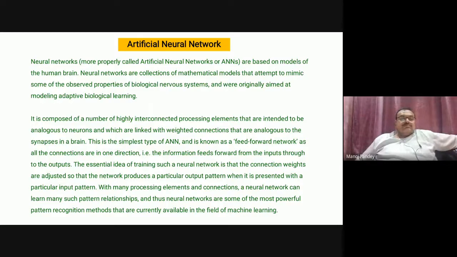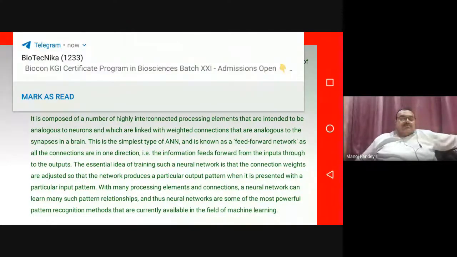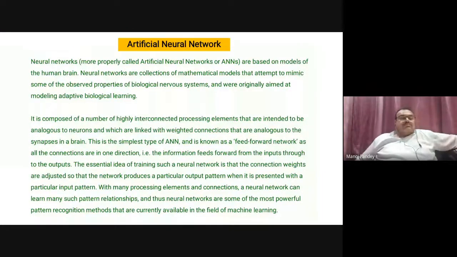There are applications based on biology. With the help of artificial neural networks, we can predict the protein structure. We can predict the secondary protein structure. We can predict gene expression. We can also predict gene variant effects.